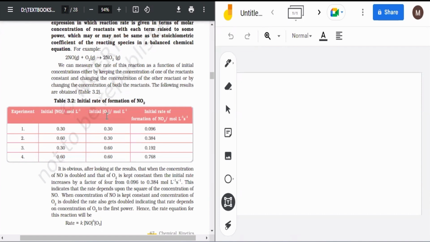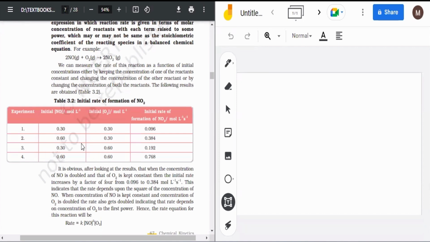ऐसी दो कंडीशन लेंगे जिसमें O2 की कंसंट्रेशन सेम रखी हो. इन दोनों में सेम रखी है तो अपन लोग देखेंगे NO की कंसंट्रेशन डबल करने पे NO2 की कंसंट्रेशन में क्या फर्क आ रहा है. जैसे कि यहाँ पे NO की कंसंट्रेशन हम डबल कर रहे हैं तो NO2 की कंसंट्रेशन 4 टाइम्स हो जा रही है. इसका मतलब NO के स्क्वायर पे डिपेंड करता है वो. क्यों? क्योंकि जब इसकी डबल हो रही है तब NO2 की 4 टाइम्स हो जा रही है. इसका मतलब it depends upon the second power of concentration of NO.